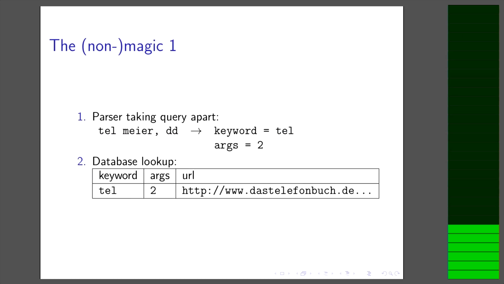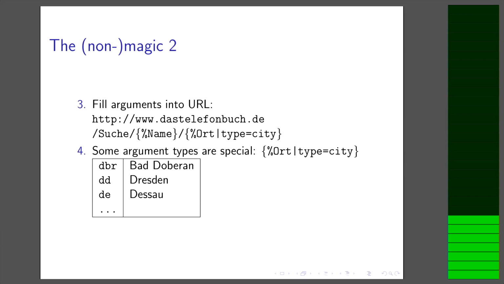So what's the magic behind it? No big magic, actually. There's a parser taking the query apart. So from tel Meier DD, we know keyword equals tel, argument count equals 2. We do a database lookup, we get a URL. That URL has placeholders. We fill in the search arguments into the placeholders. Some placeholders are special, like Ort in this case. So Ort is of type city. So for cities, we have a mapping table for every country. In that case, the input DD gets replaced with Dresden, and then Dresden goes into the URL, and this URL gets redirected.